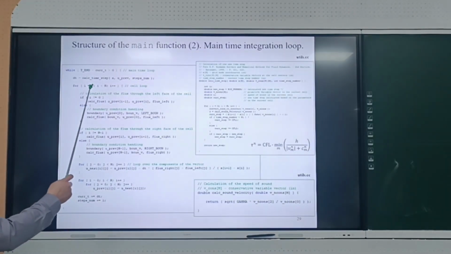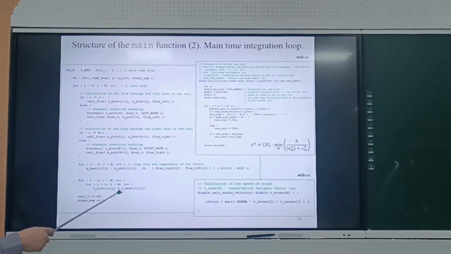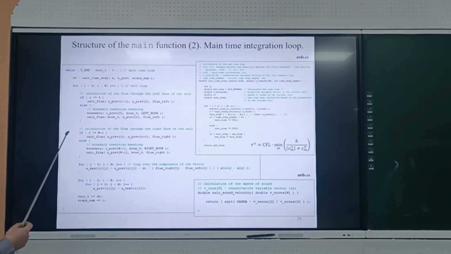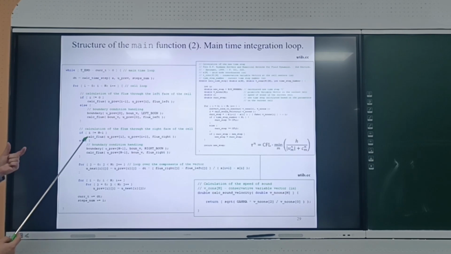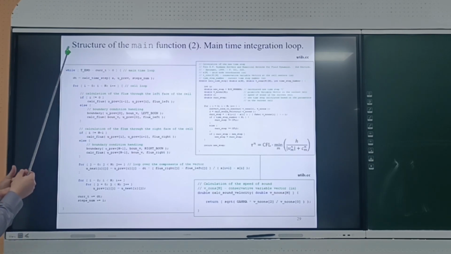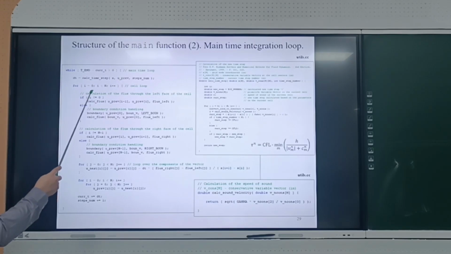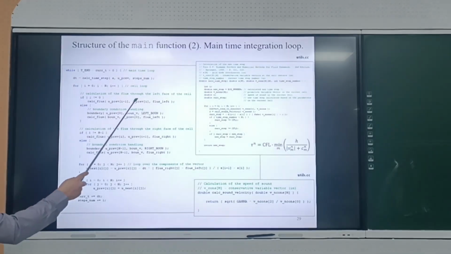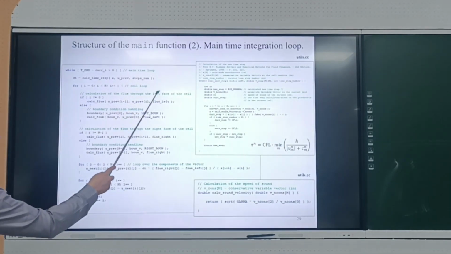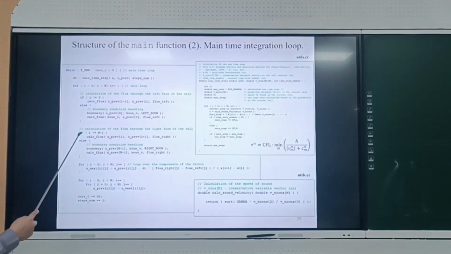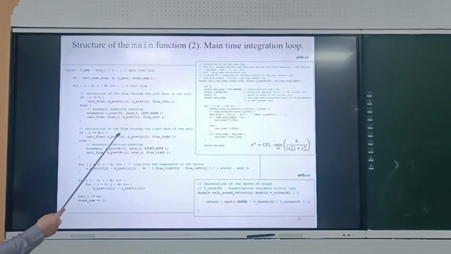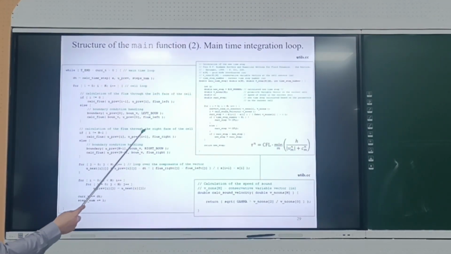Okay, so this is the main cell loop. Here is how our boundary conditions are implemented. The structure is as follows. We take one computational cell and we need to compute the numerical flux through the right and through the left boundary of our computational cell. If our computational cell is not the first one, we compute the numerical flux based on the parameters in the left cell and the current cell, and this will be the left flux. If the computational cell is not the last one, we use our current cell and the right cell, and compute the right flux.